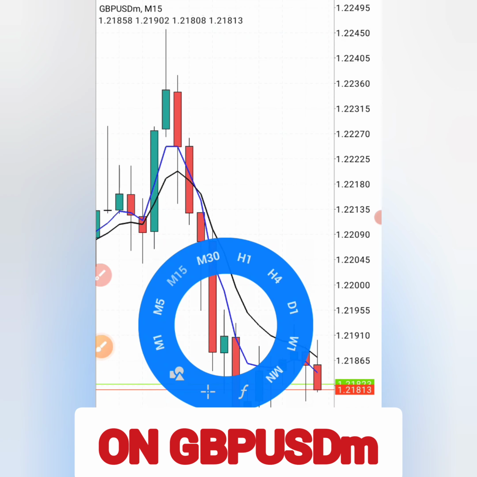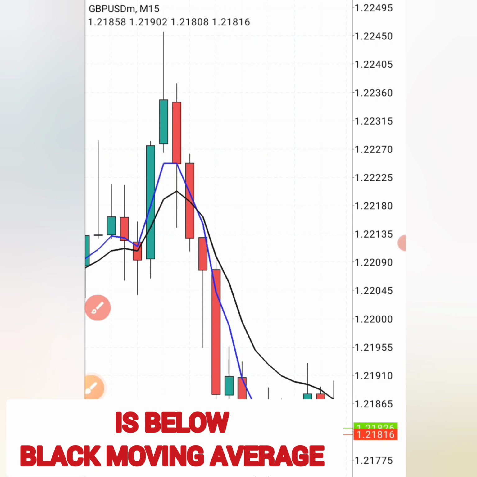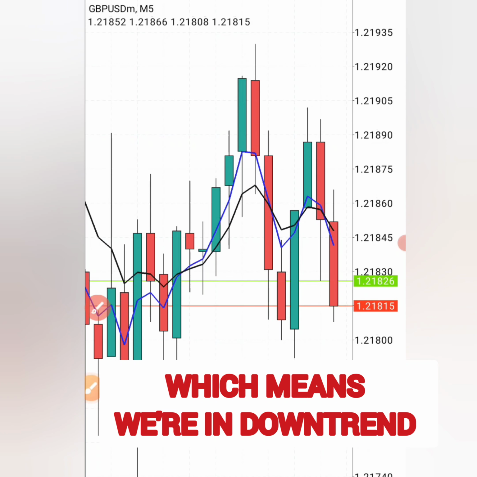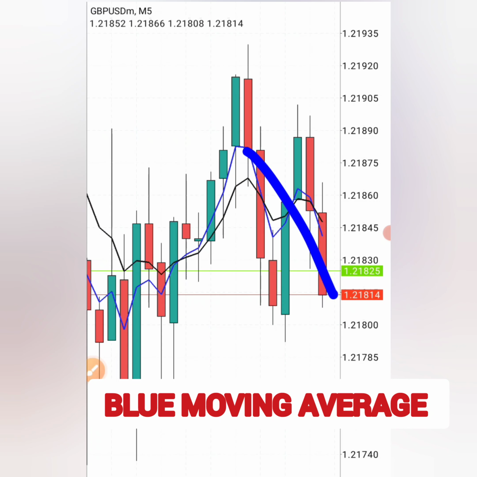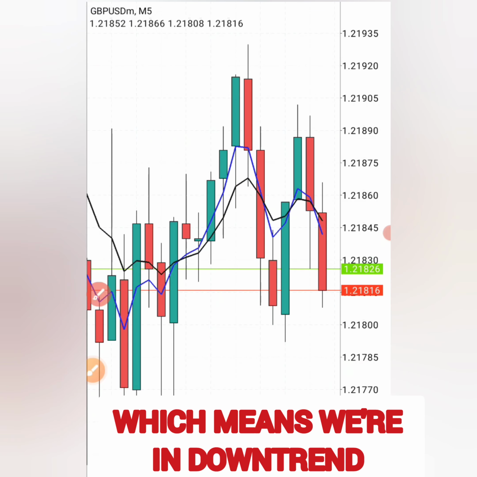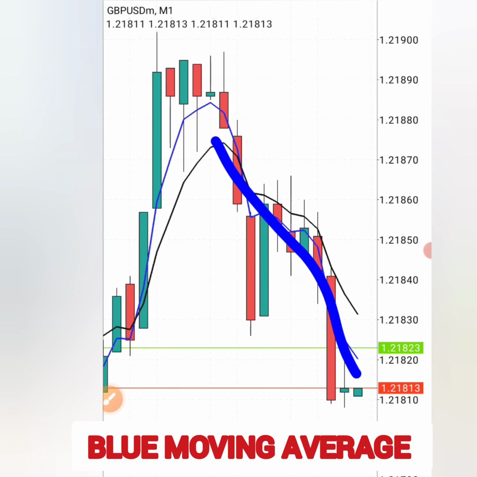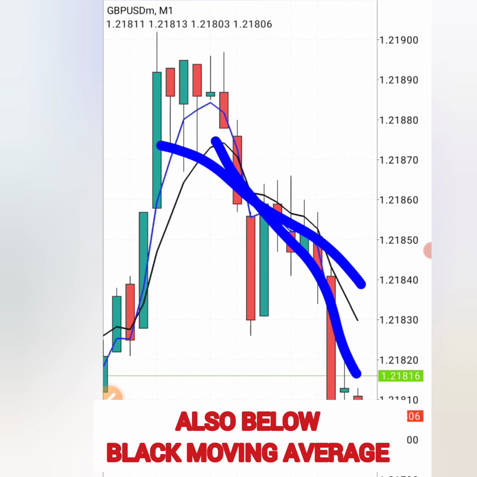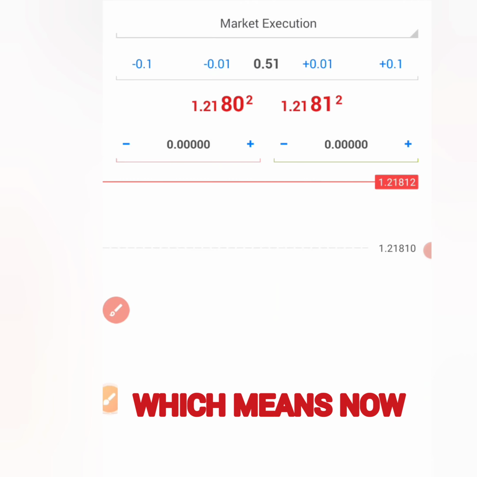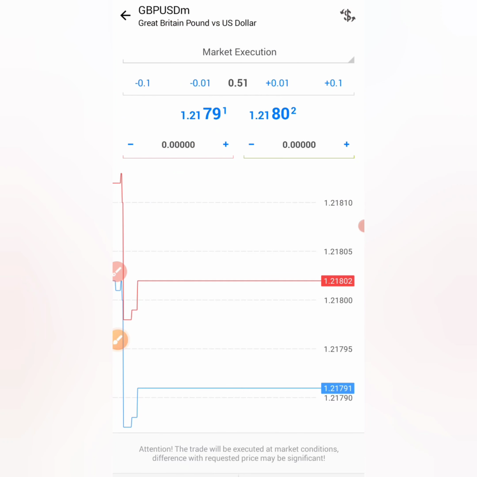Right here, we go to the 50-minute time frame. It's telling us the blue moving average is below the black moving average, which means we're in the downtrend. Then on the 5-minute time frame, the blue moving average is also below the black moving average, which means we are now in the downtrend. Let's now confirm on the 1-minute time frame. We also see the same thing, the blue moving average also below the black moving average, which means right now we have to enter sell trades immediately to take advantage of this trade.